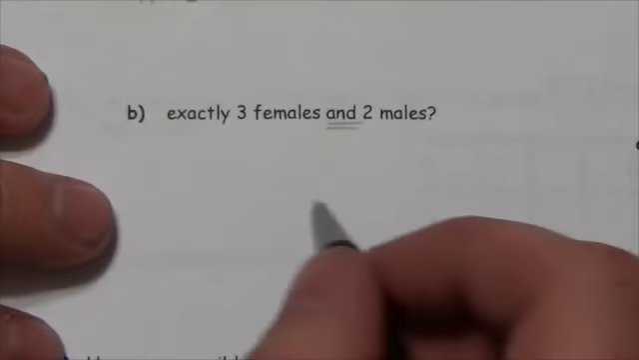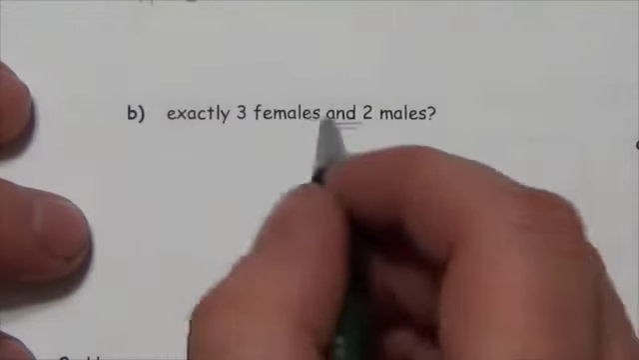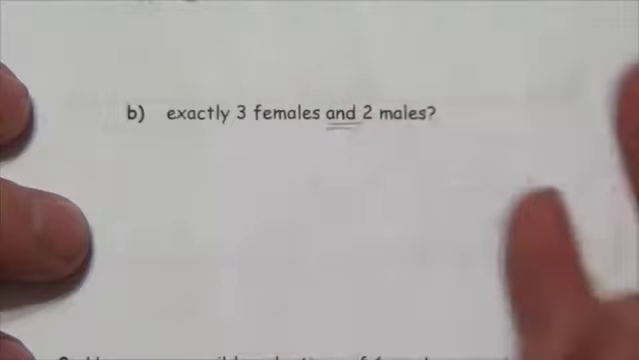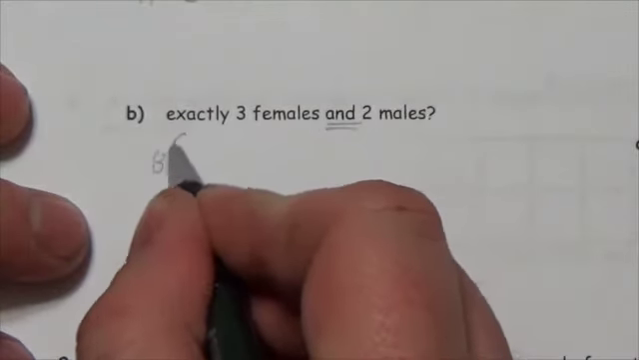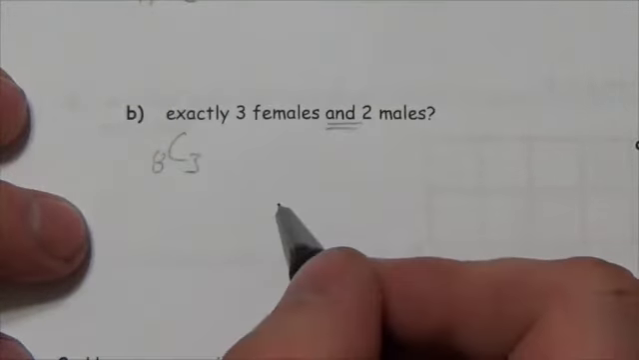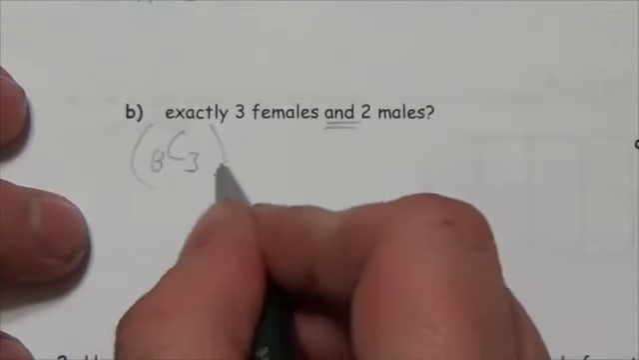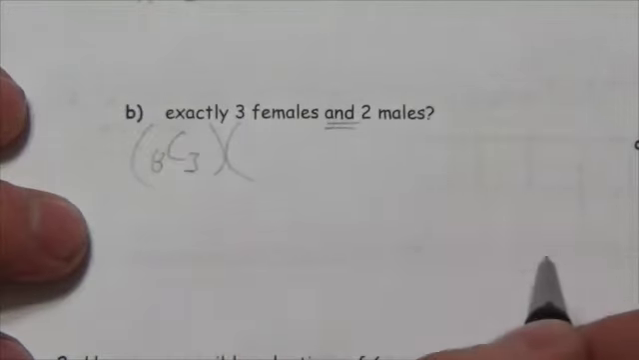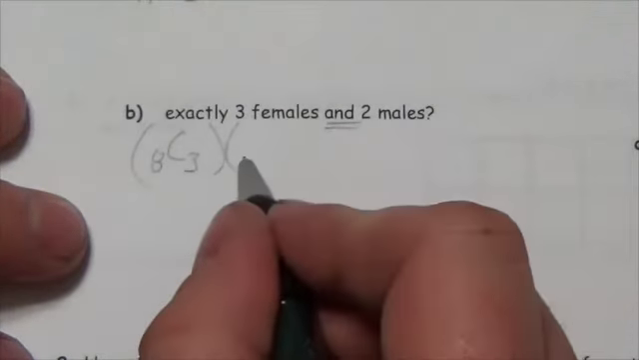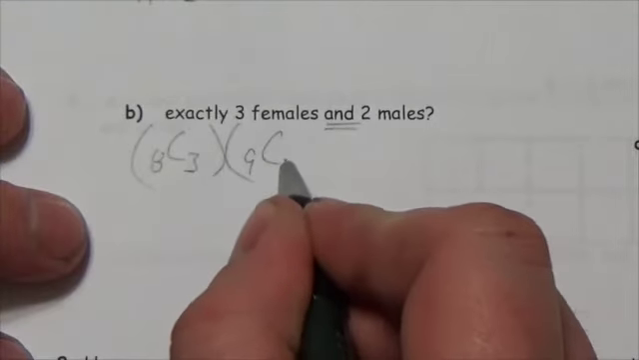Now, to get exactly 3 females, we're going to look at how many we have to start off with. We had 8. So that'll be 8 choose 3. And we're going to multiply this by our choice of males. We've got 9 males to choose from, and we're going to choose 2.